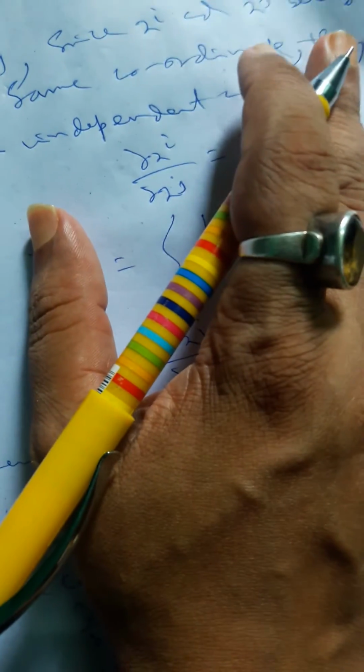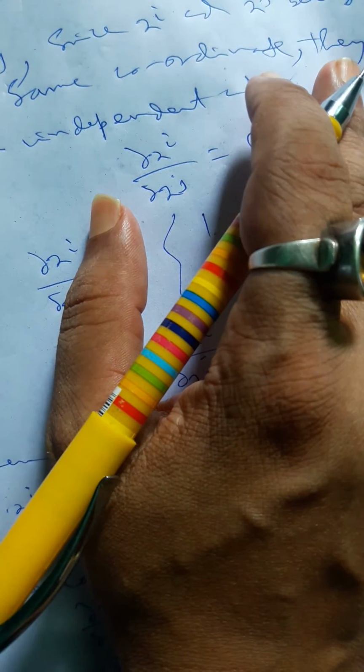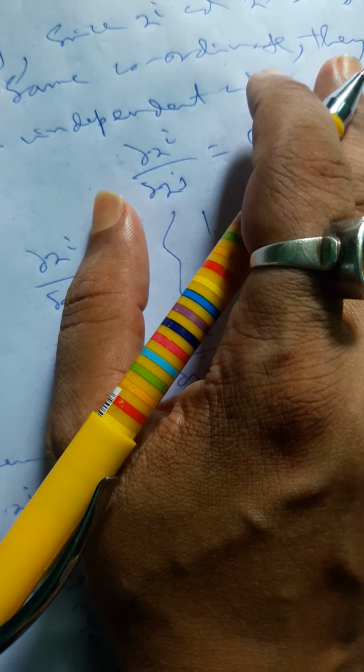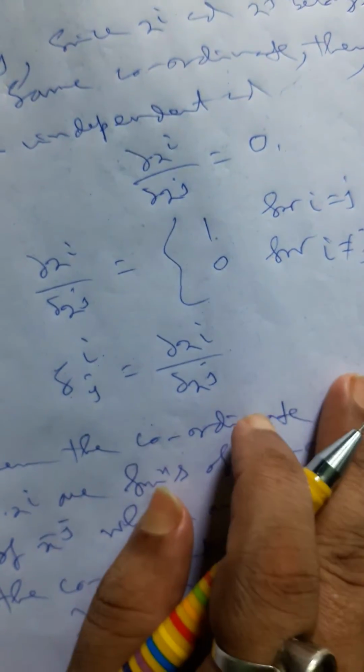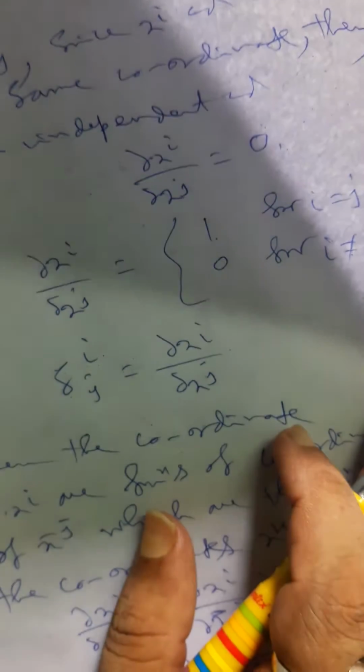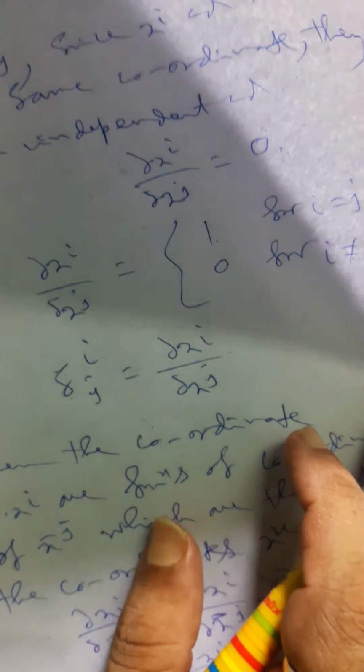So here we have already seen how to use the Kronecker delta, and we have some idea of it in tensor calculus. Now let us introduce how we can write the summation convention in tensor calculus. That's a very important part.